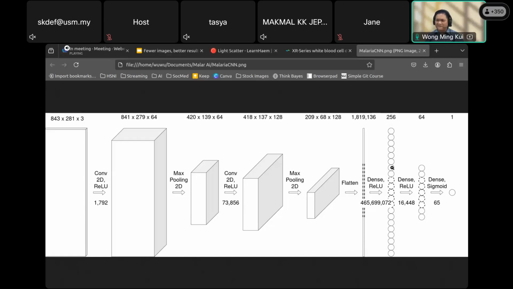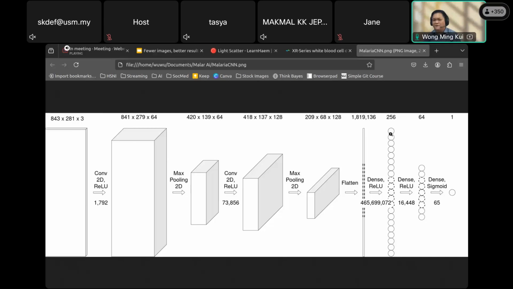There are 256 nodes inside here. So this is the first neural layer. Then this is the second neural layer, with 64 nodes. And finally, this is the output layer. So from this image, it goes through the whole process and you arrive at this output. The output will be either 0 or 1, with 0 meaning negative and 1 meaning positive. It tells us whether this image is positive for malaria or negative for malaria.